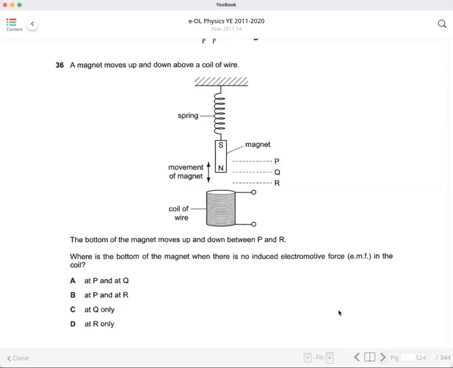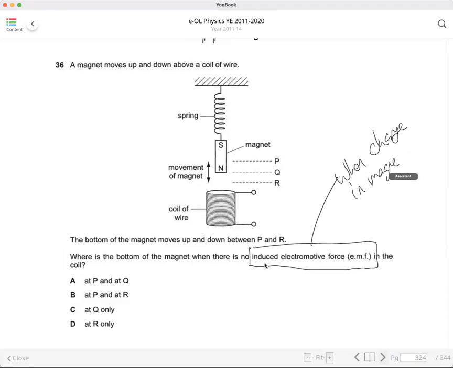Okay. There will be an induced EMF when there is a change in magnetic flux. Is that clear? So when there's a change in magnetic flux, there must be motion. Okay, so when the magnet is oscillating up and down, at which point is there no speed?